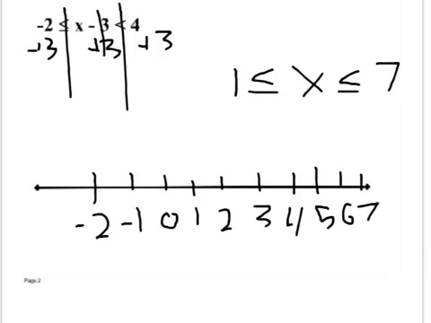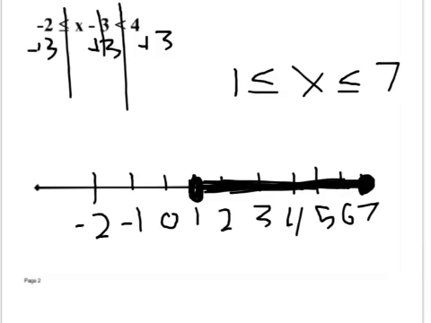This is 1 is less than or equal to x. So I'm going to put a closed circle around 1. It said x is less than or equal to 7, so I'm going to put a closed circle around 7. What we do is we graph the intersection where x could be. It's in between the 2 points.